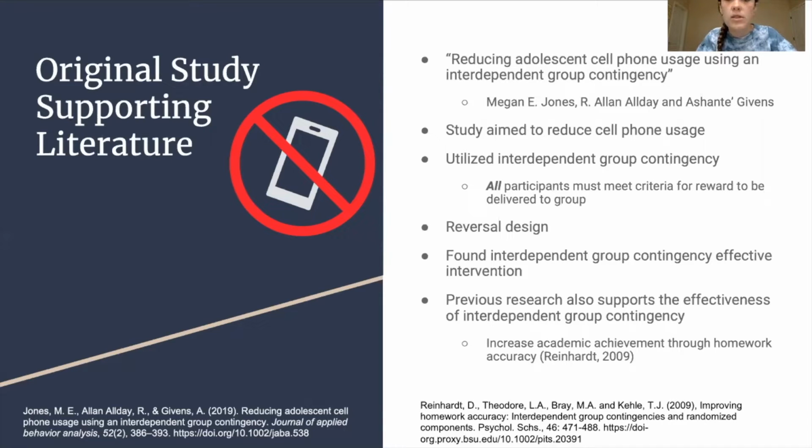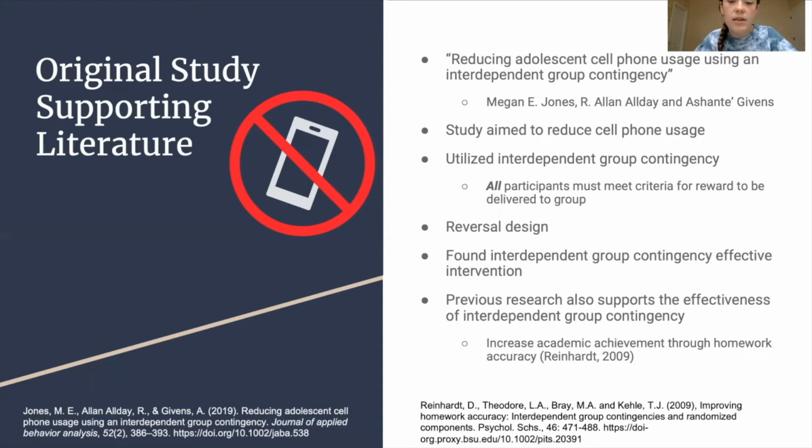This study aimed to reduce student cell phone usage during class because it has been shown that with an increase in cell phone use during class, students are less likely to be engaging in learning activities, as well as less likely to perform well on exams. Cell phone use during class includes things such as texting and being on social media.